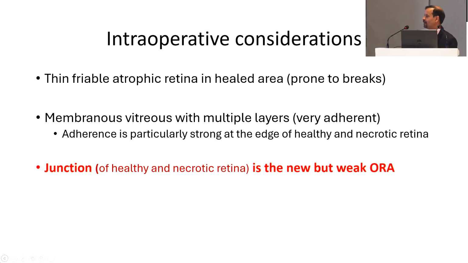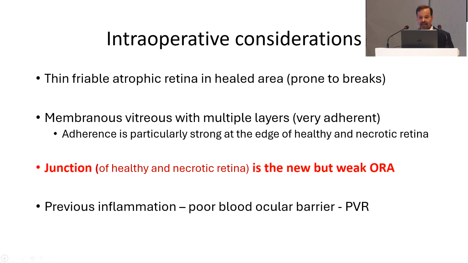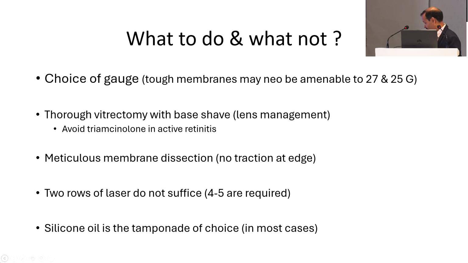So I would like to put it this way. In fact, this junction of healthy and necrotic retina is a new retina, a new ora serrata, but it is a weak one. We take our ora serrata as the strongest attachment, but remember, here it is a weak ora. Lastly, because there has been previous inflammation, there is a poor blood-ocular barrier, and these eyes are very prone to PVR even with the mildest of intraocular manipulations. So you can do anything from 27 to 25 gauge.